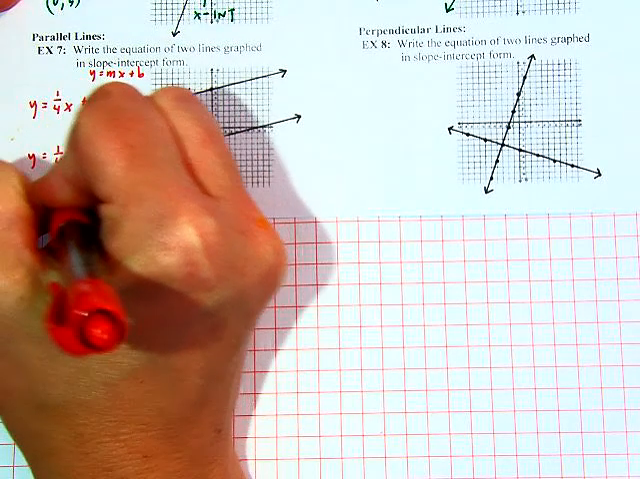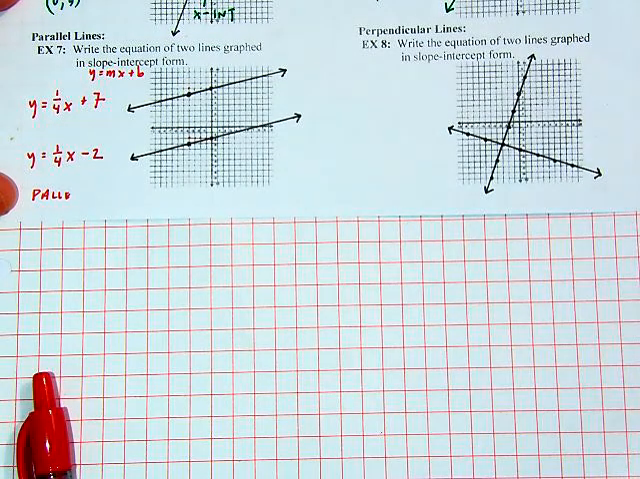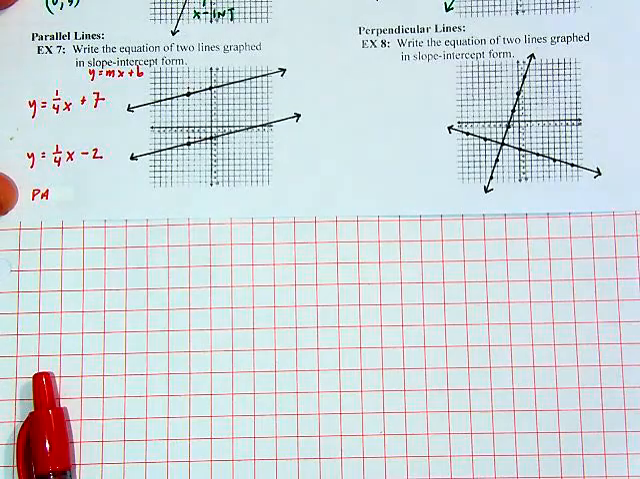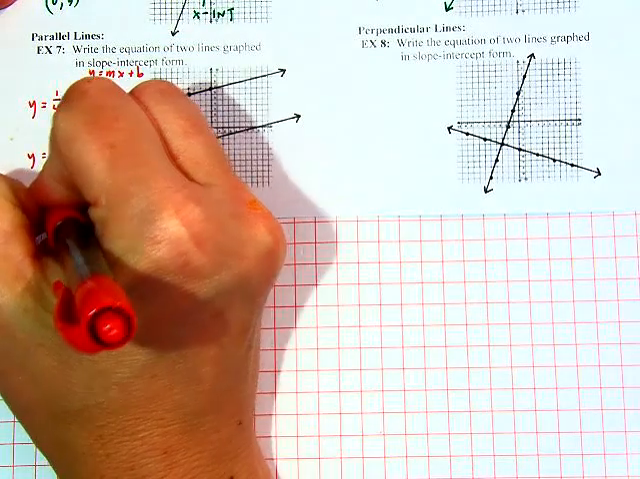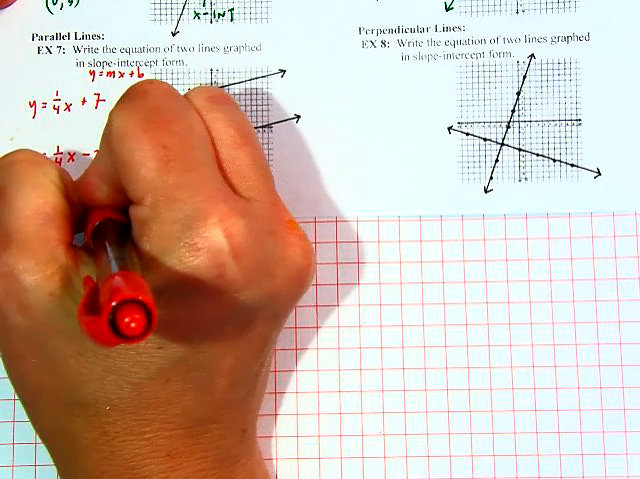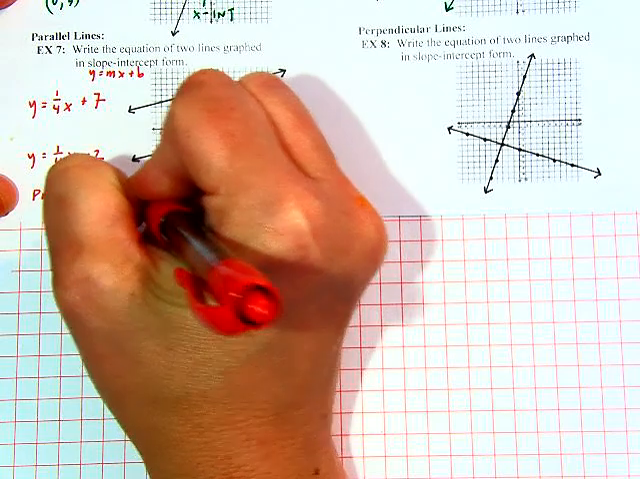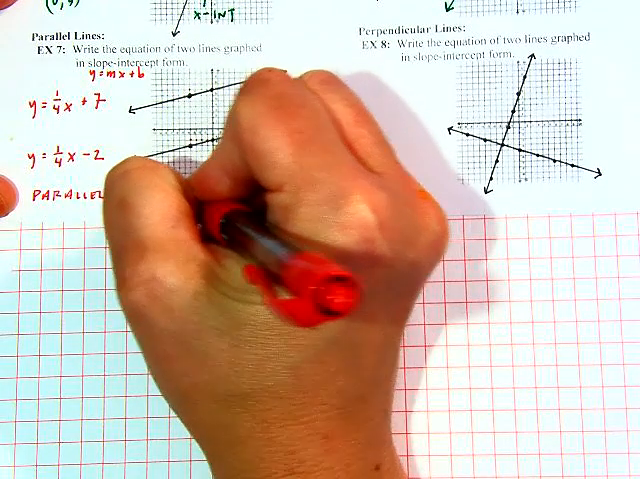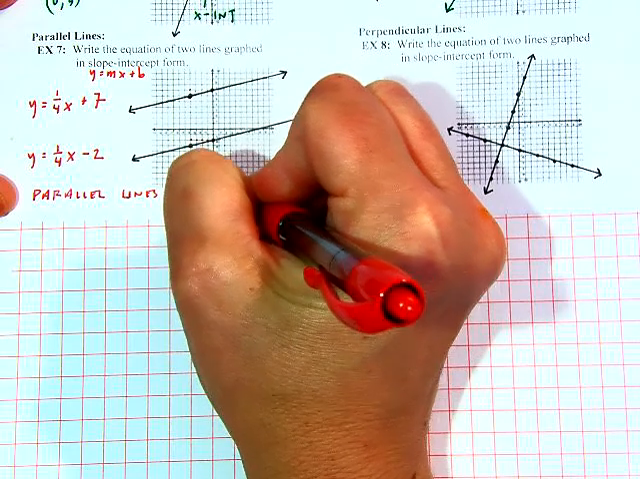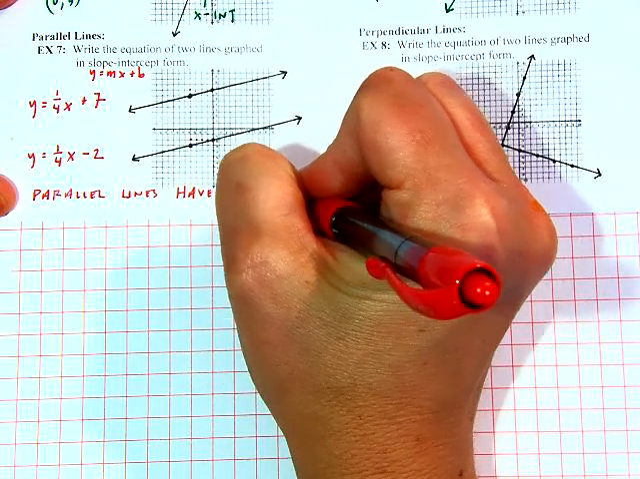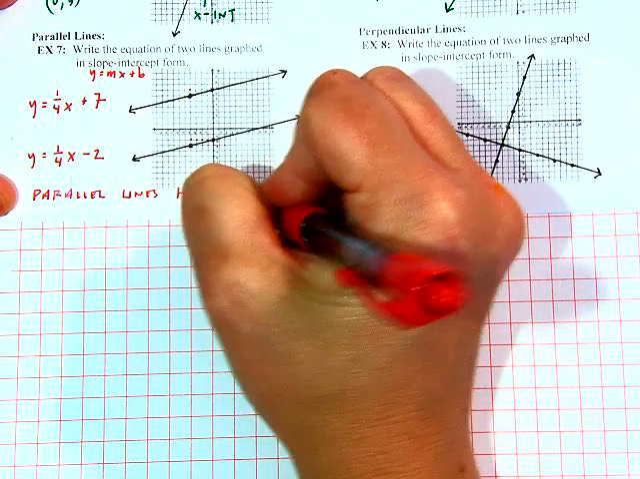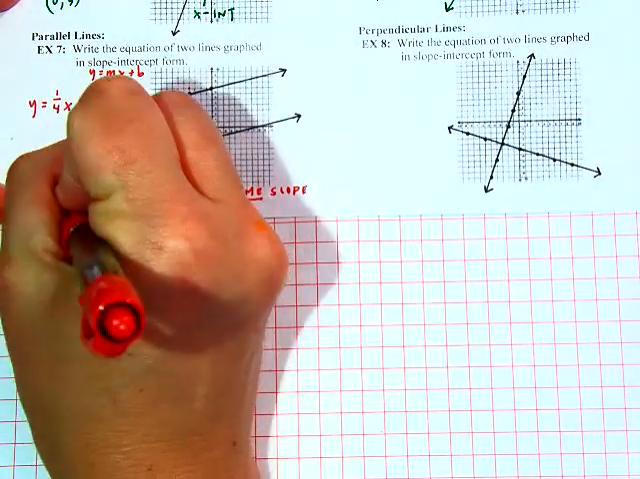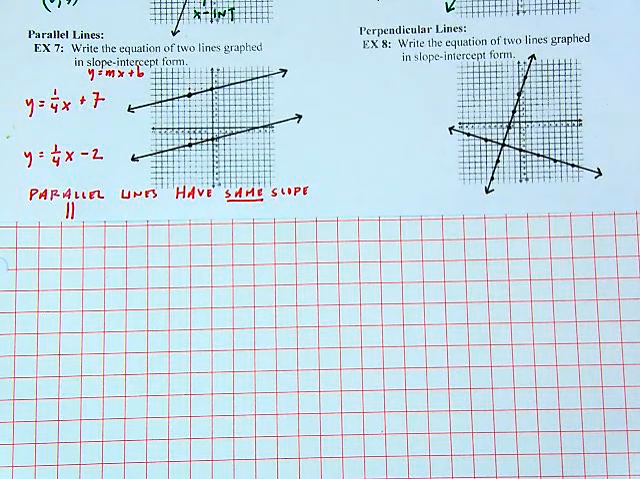So parallel, let me spell that correctly. Lost my R. All right, parallel lines have the same slope. So parallel lines always have the same slope. And sometimes you see these little hockey sticks, and that's a notation that we use for parallel. So parallel lines, they never cross, they never intersect because they have the same slope.